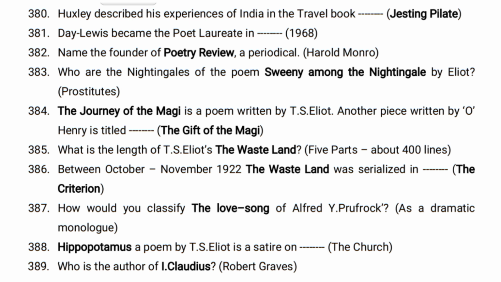Another piece written by O. Henry is titled The Gift of the Magi. What is the length of T.S. Eliot's The Waste Land? Five parts, about 400 lines. Between October and November 1922, The Waste Land was serialized in The Criterion.